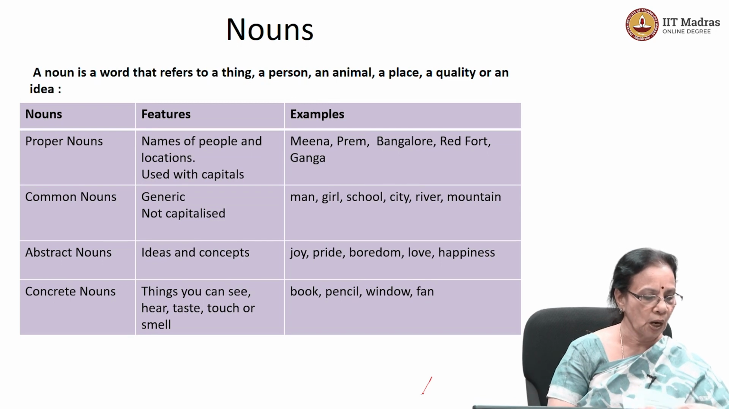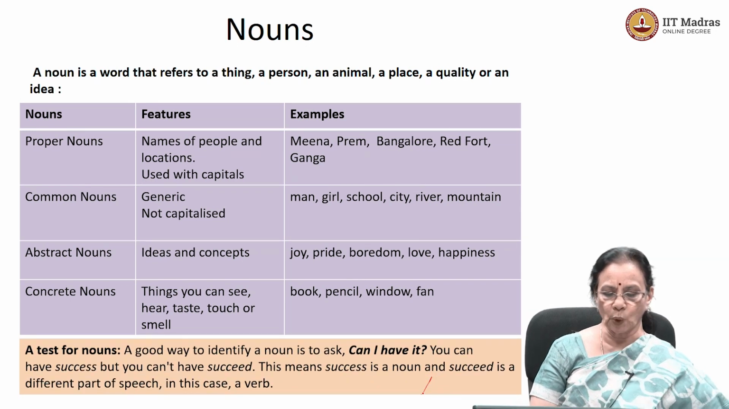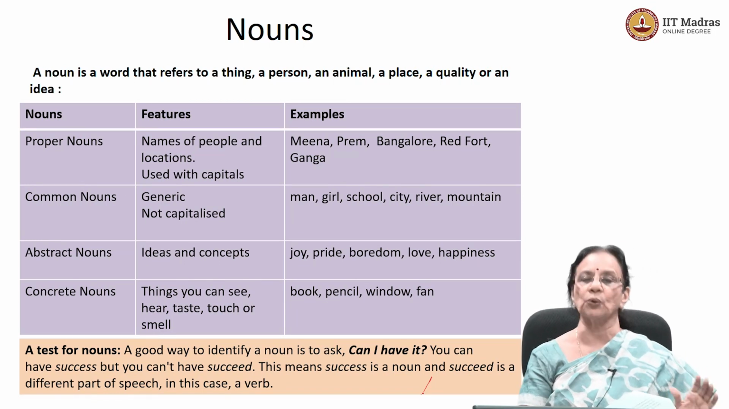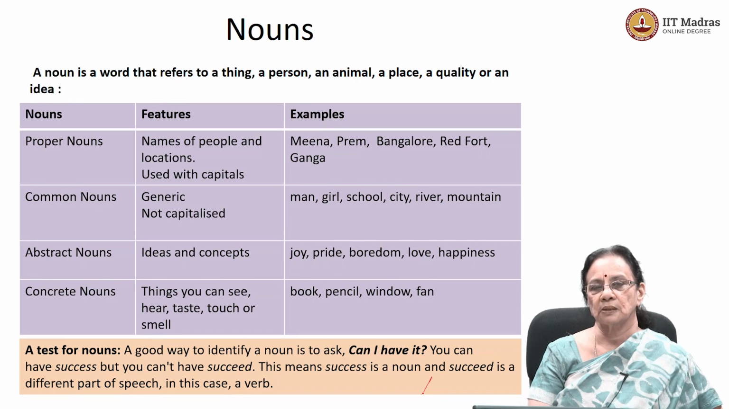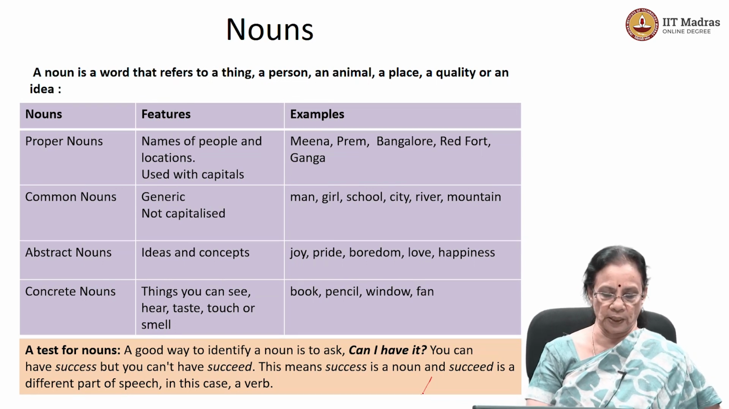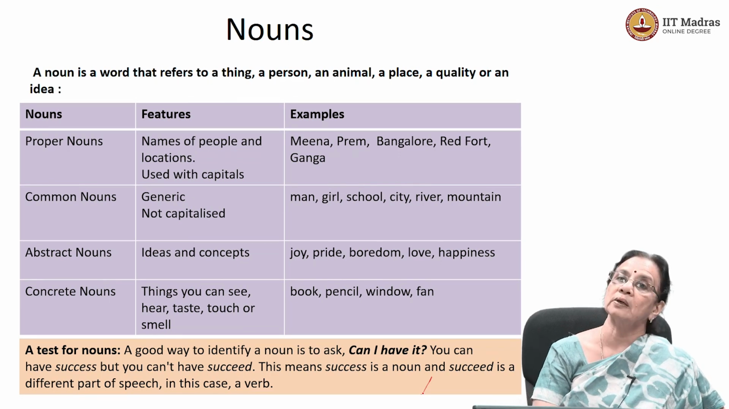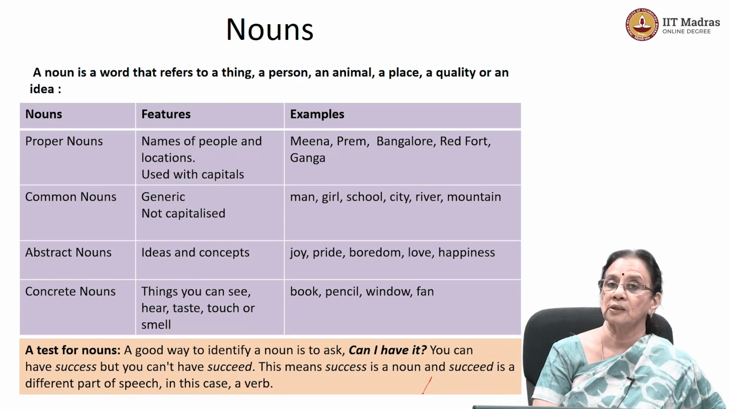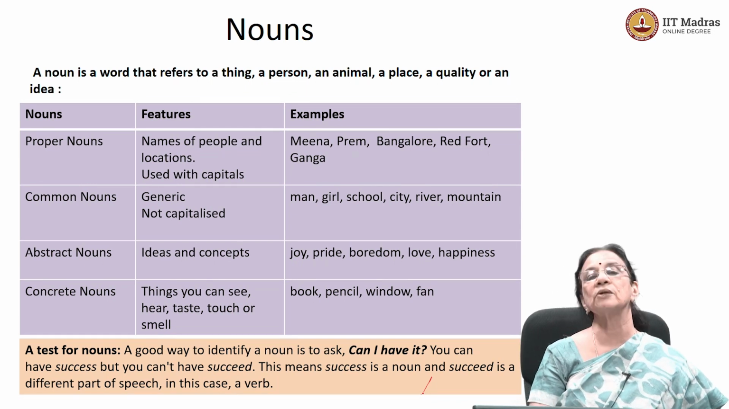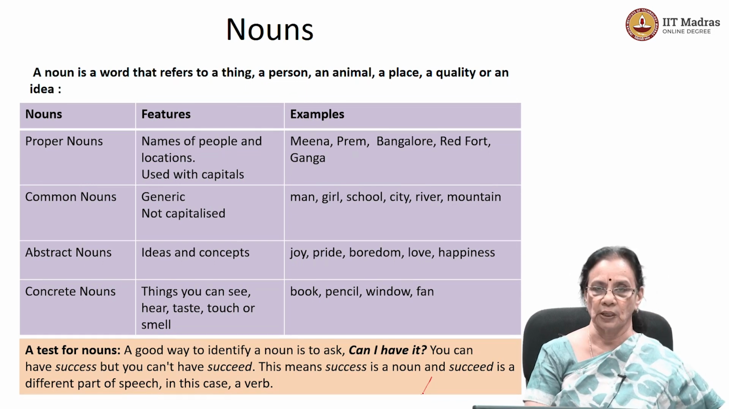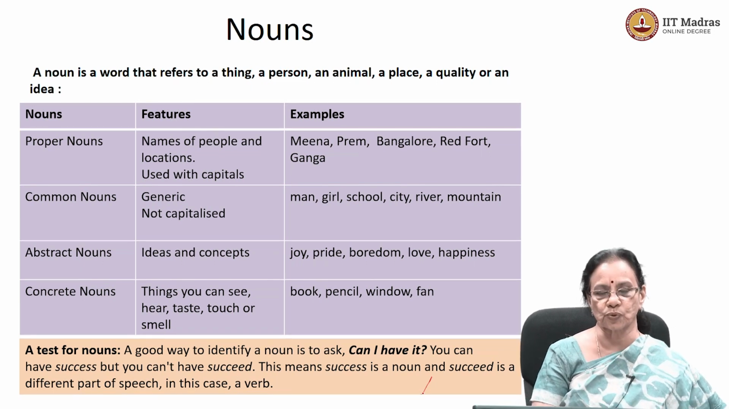And now, how do we know whether a word is a noun? A good way to identify a noun is to ask, can I have it? And if the answer is yes, then it is a common noun. For example, you can have success, but you can't have succeed. So here, success is a common noun and succeed is a verb. In this case, it is a verb. So that is about nouns.